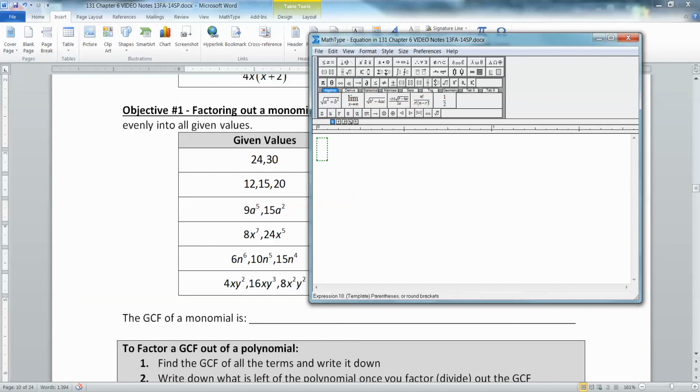All right, now what about the n's? Well, n to the fourth, right? Because n to the fourth goes into n to the fourth one time. n to the fourth goes into n to the fifth n times. And n to the fourth goes into n to the sixth n squared times.